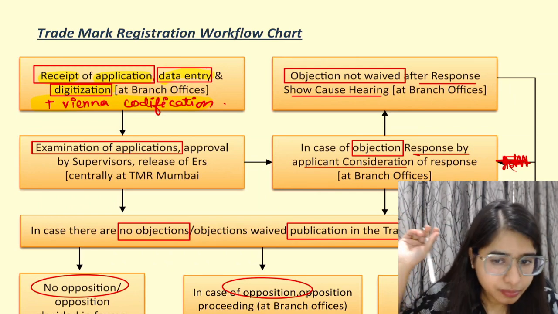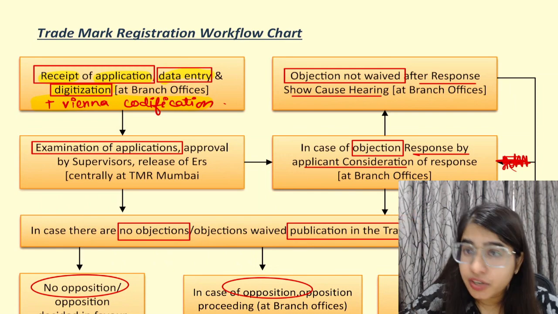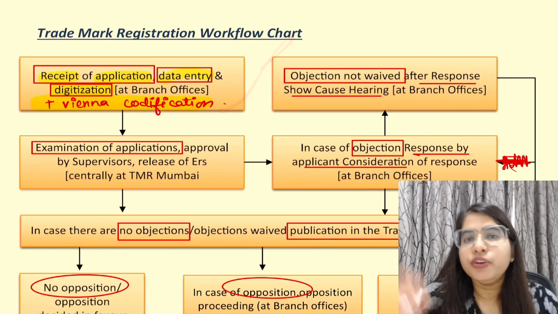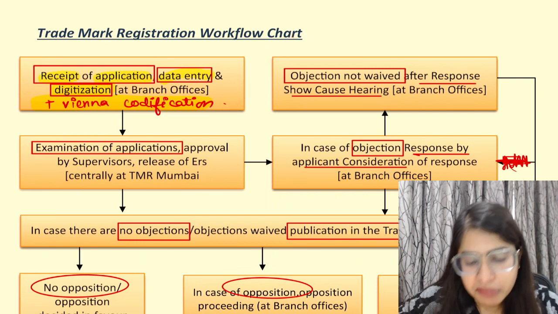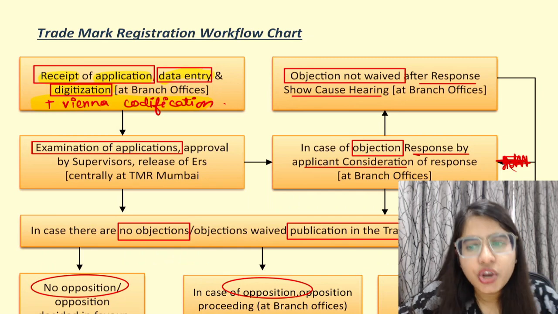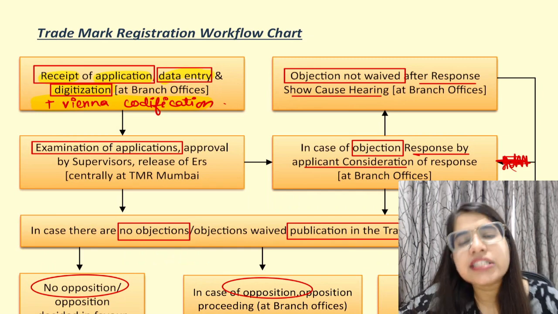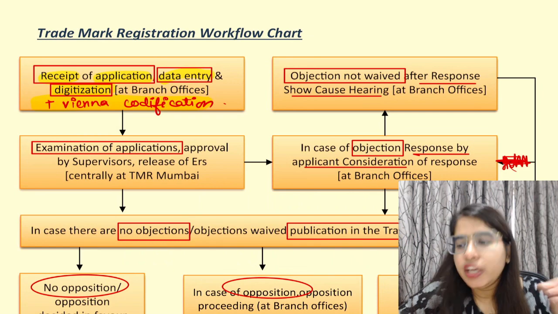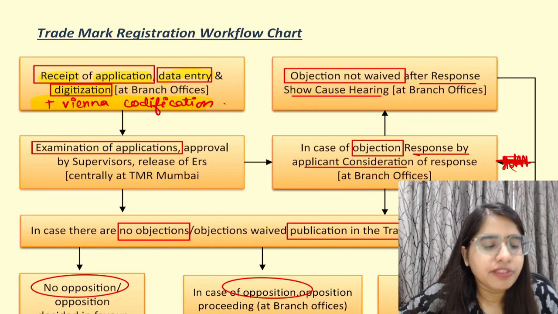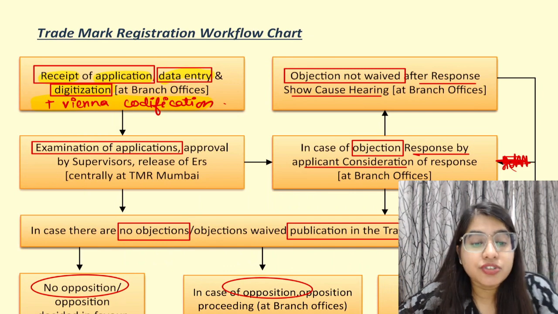Okay, for that preliminary, when they receive the application, they will digitalize the physical application, and after that they will do Vienna codification. Vienna codification is a software through which they search whether anyone else has already registered a trademark with the name of Ishika Agrawal. If it is an already registered trademark, I will not get that trademark. Are you understanding? In order to get that trademark, it should not already exist or be taken by someone else.